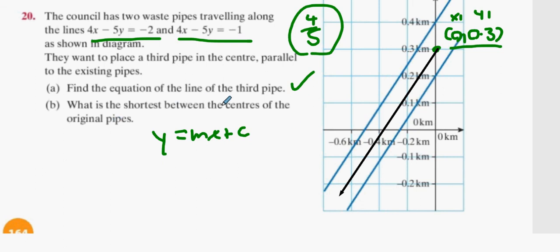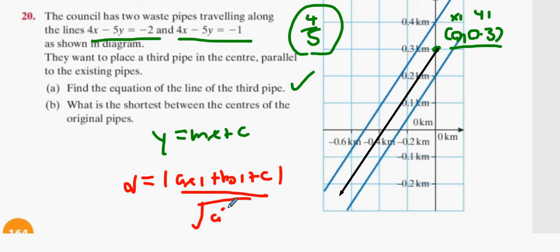What is the shortest distance between the centers of the original pipes? Here's what I recommend you do. Why don't you just do the D formula? D equals Ax1 plus By1 plus C over the square root of A squared plus B squared. And what point could you choose? Just use the 2 blue pipes. Use this point here. See the red points? Use that point and use this line, and you'll get the distance, no bother. You'll end up getting the perpendicular distance, the yellow distance I just drew there.